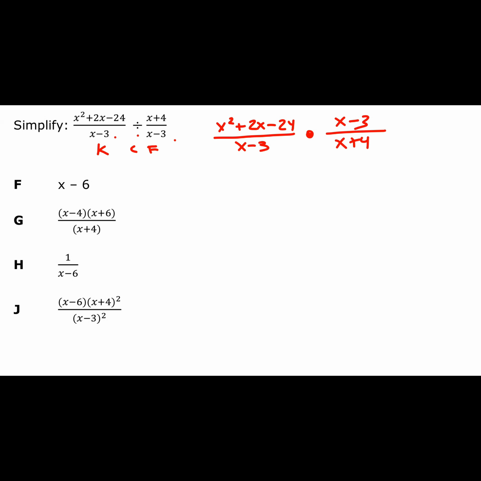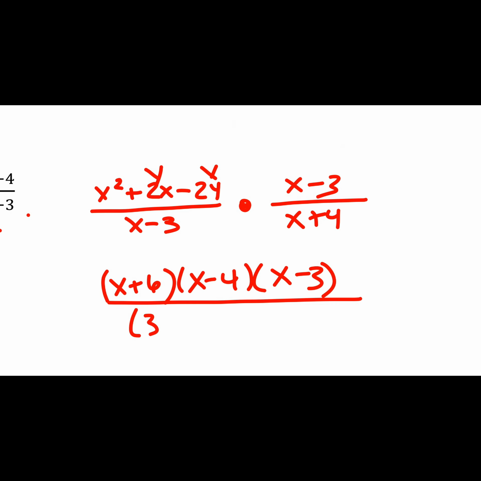So we know that in order to simplify this, we need to factor as much as we can so that we can see factors that are going to cancel out. So if I'm factoring this top portion, I'm looking for two numbers that multiply to give me negative 24, but when I add them I get 2. And this is x plus 6 and x minus 4. Because 6 times negative 4 gives me negative 24, but 6 plus a negative 4 gives me a positive 2.